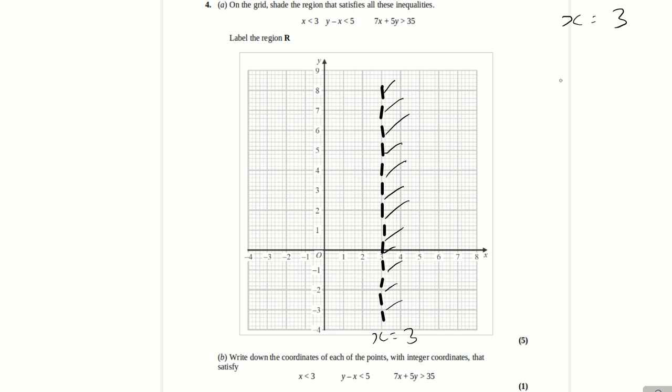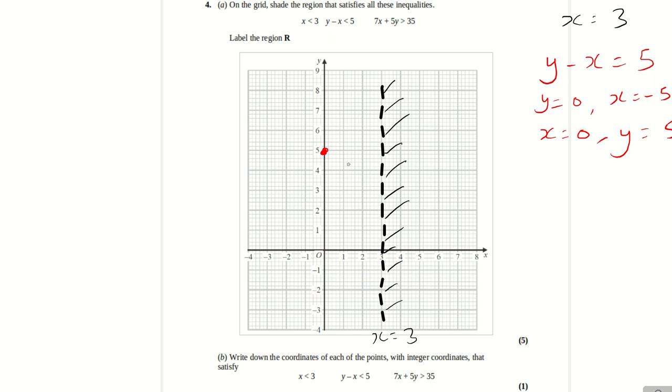Next one, we've got y minus x less than 5. So if I write the equation y minus x equals 5, that's going to be a straight line, and when y equals 0, x is going to equal minus 5. Not great because x doesn't go to minus 5 on our scale. So let's try something else. Well, when x is 0, y will equal 5. So we can draw 0, 5.